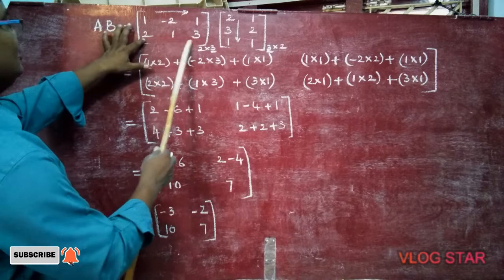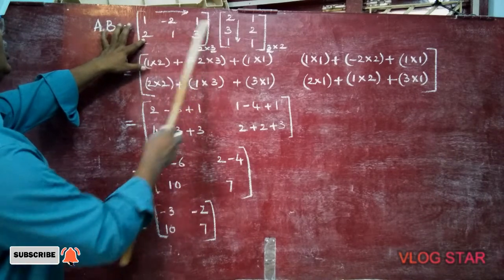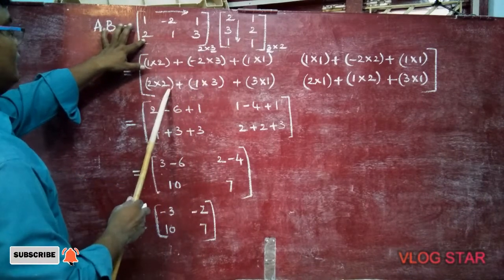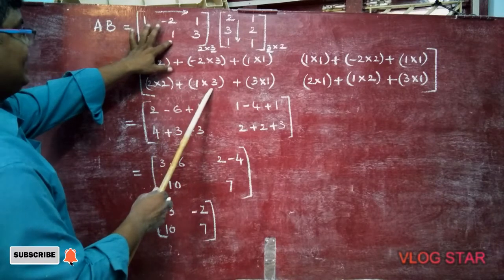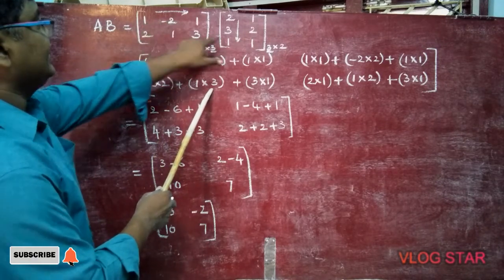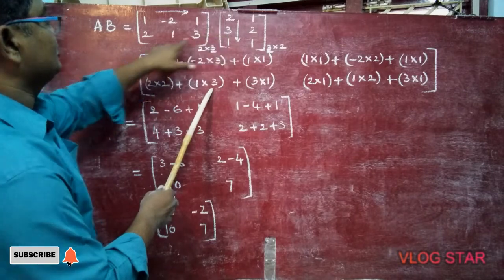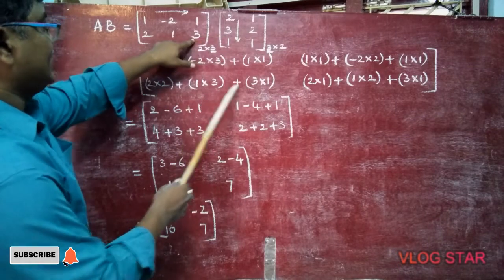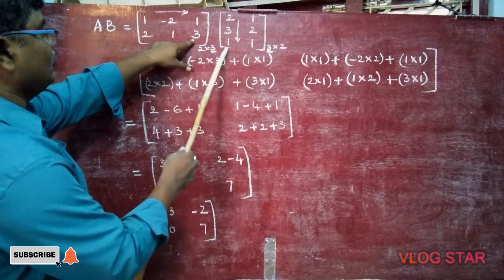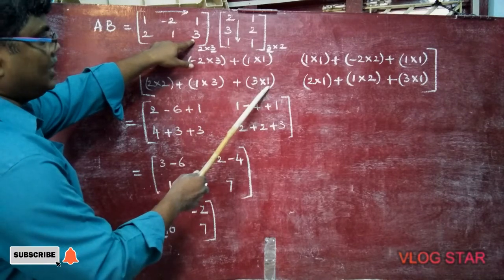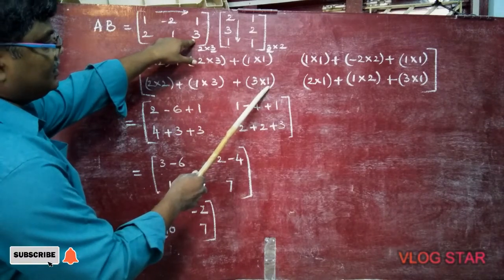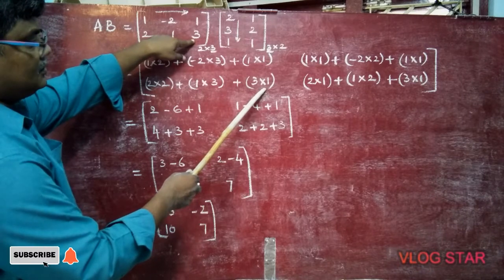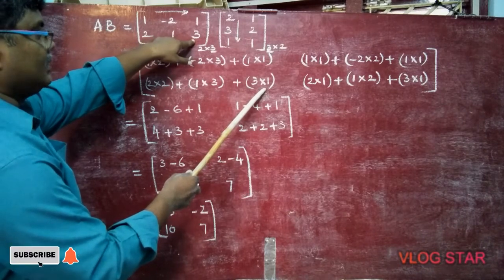Now second row, again first column. 2 into 2 plus 1 into 3. Not this 3, this one. Don't get confused. 1 into 3 plus 3 into 1. Can you follow? Slowly I am teaching. Slow and steady wins the race. Not hurry burry, afterwards big worry.